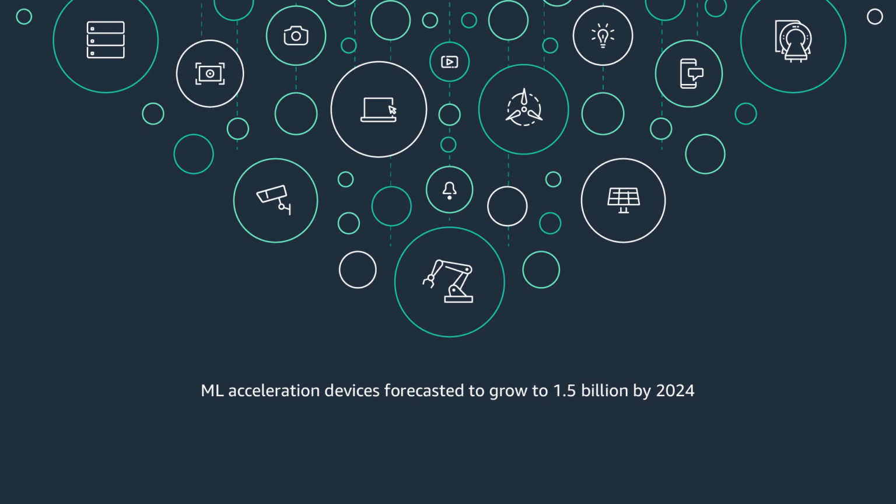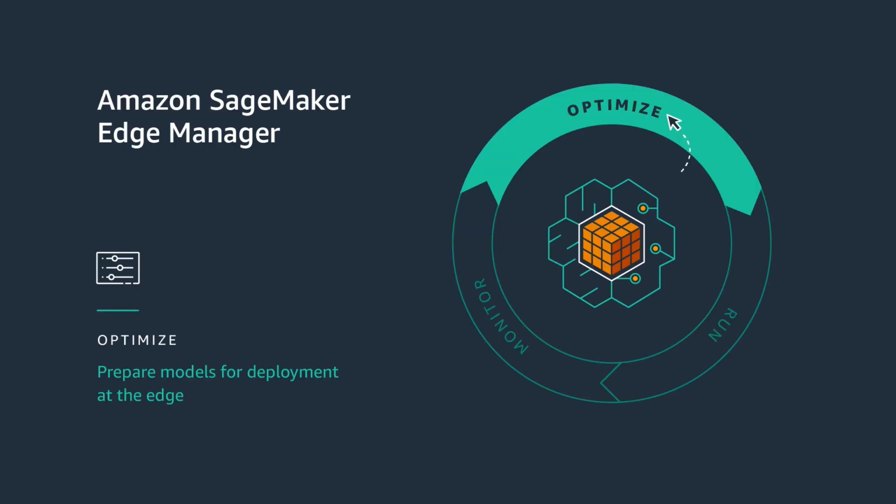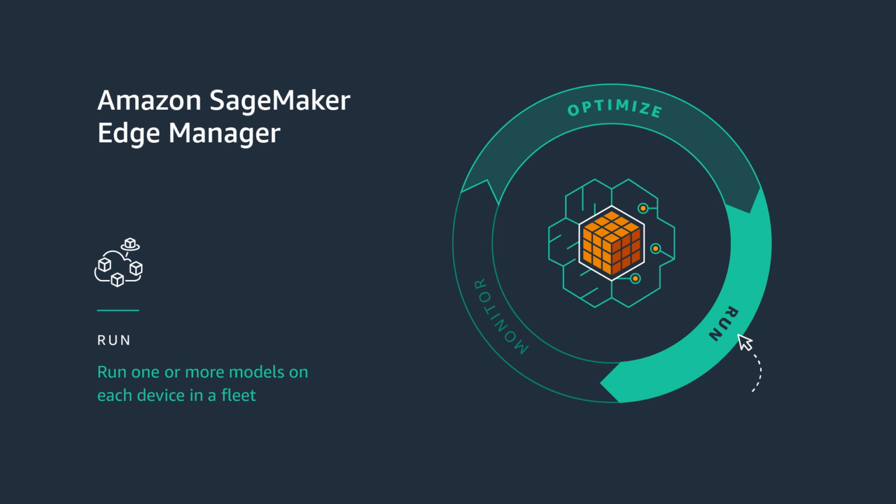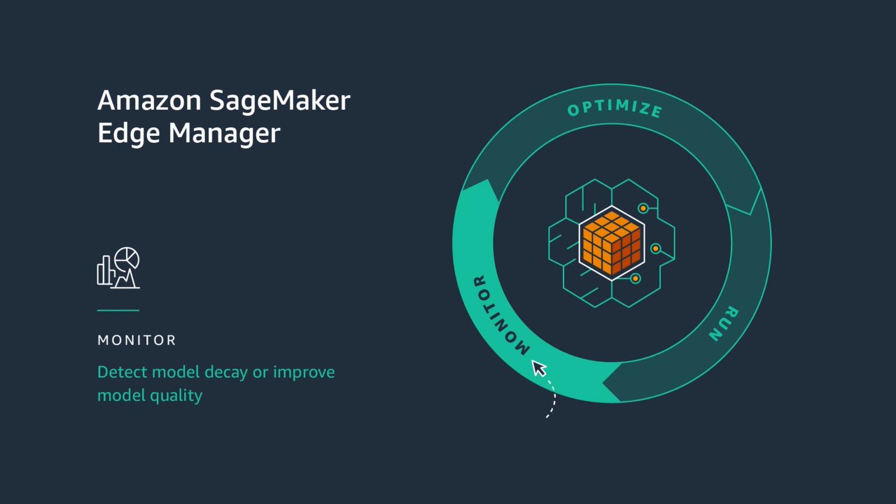To make it easier to operate ML models in production at scale on a large variety of edge devices, AWS is excited to introduce Amazon SageMaker Edge Manager. This service makes it easy for ML developers to prepare, run, monitor, and update machine learning models on fleets of edge devices such as smart cameras, smart speakers, robots, and industrial machines.